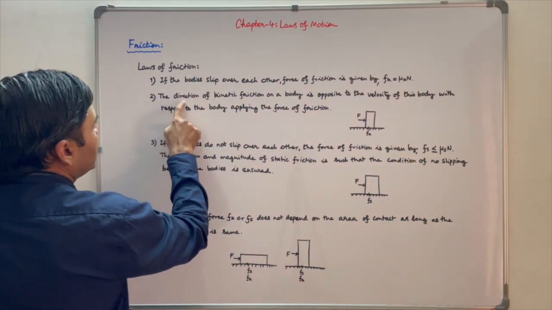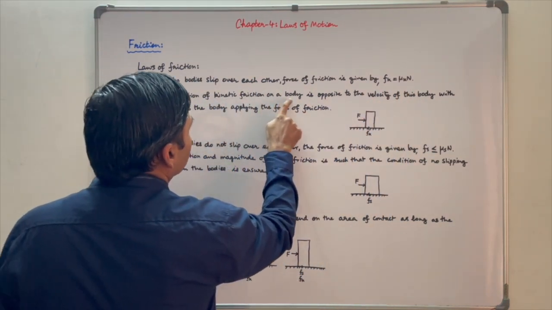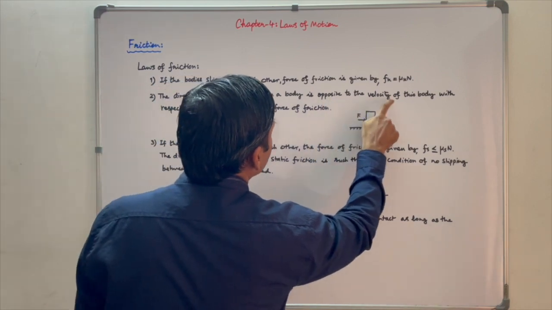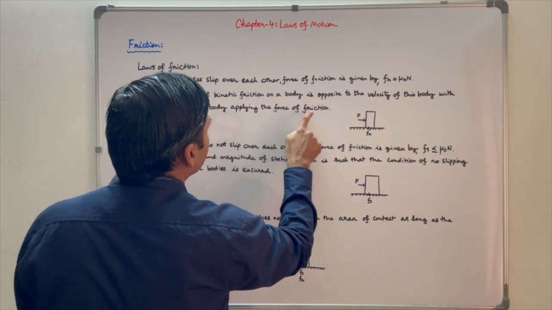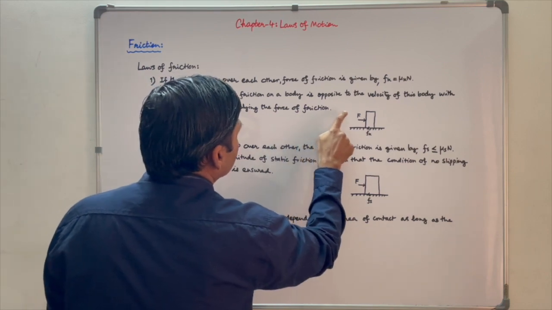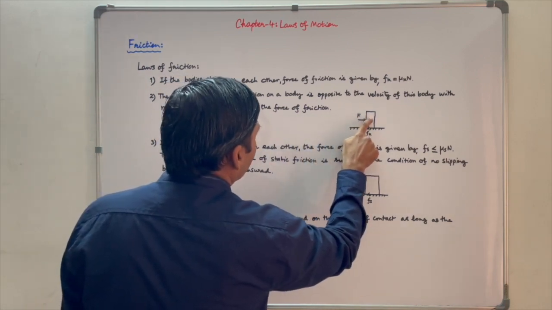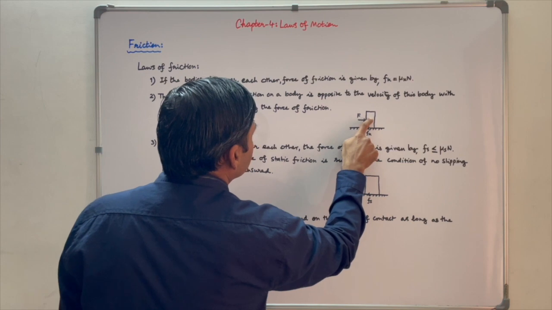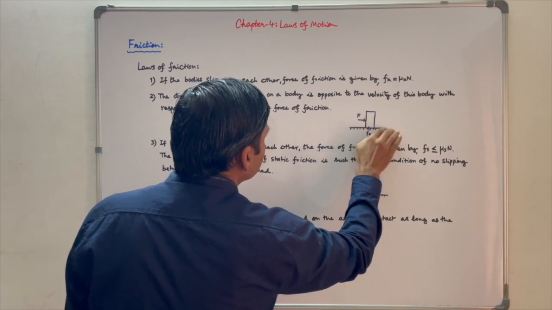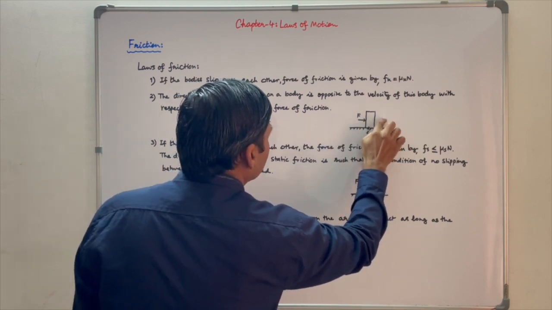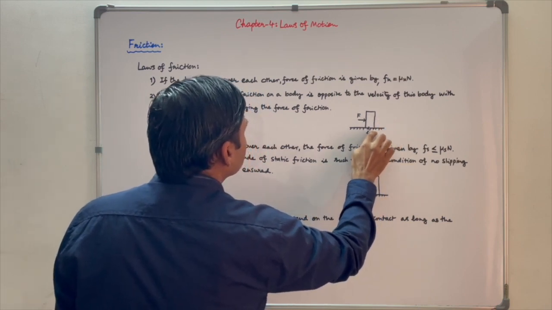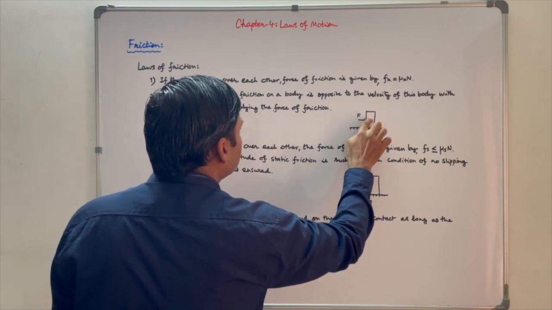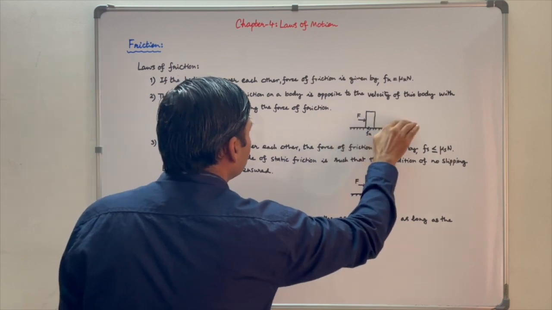Second point, the direction of kinetic friction on a body is opposite to the velocity of this body with respect to the body applying the force of friction. Suppose force F is applied on a block. As a result, it starts moving on this surface towards right with velocity v. Then this surface will apply friction force Fk on this block in the direction opposite to its motion.